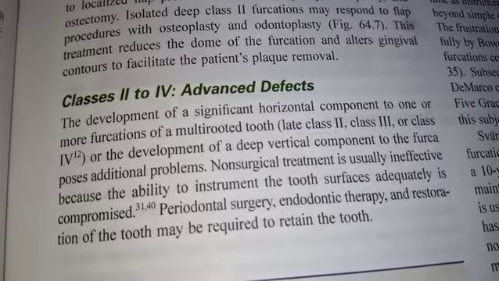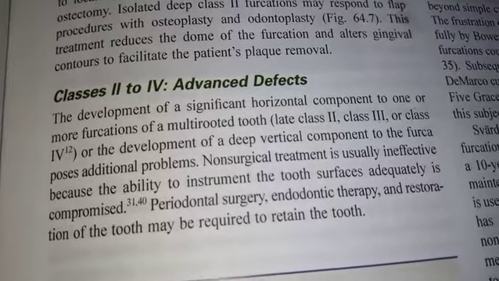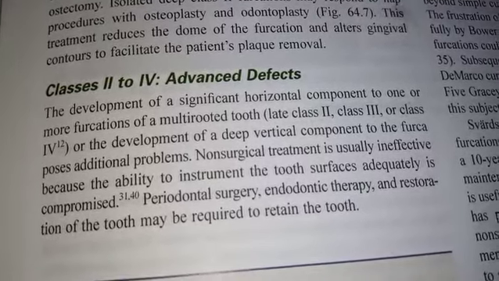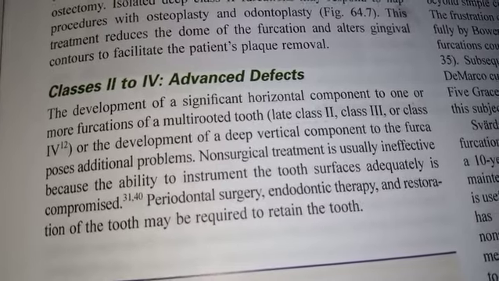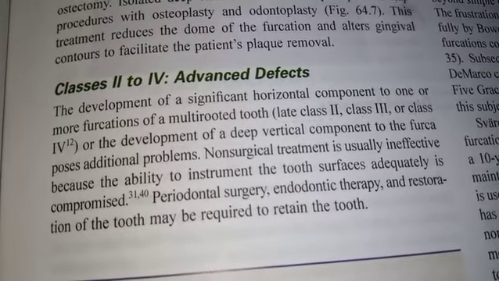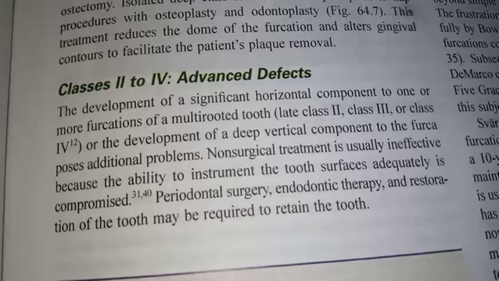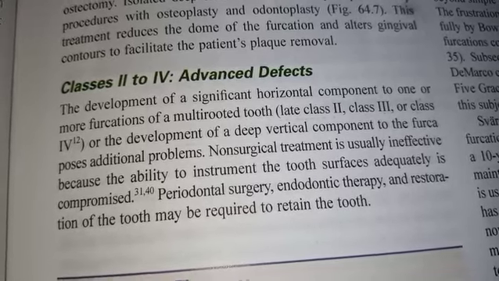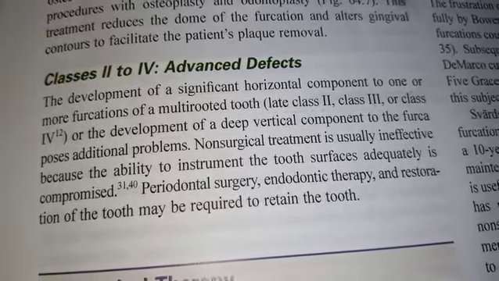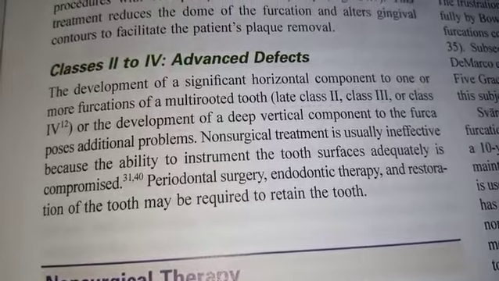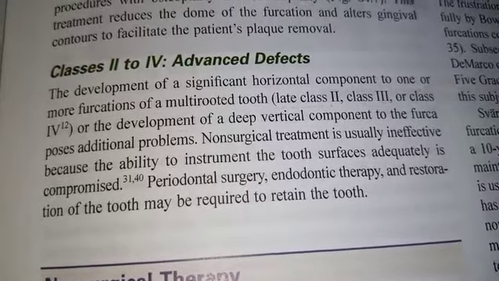In class 2 to 4, when there are advanced defects, when there is a horizontal component as well as a vertical component, there is no use of non-surgical treatment. They become ineffective because the ability to instrument the tooth surfaces is adequately compromised. So in this, you give periodontal surgery, endodontic therapy, and also restoration of the tooth. Okay.